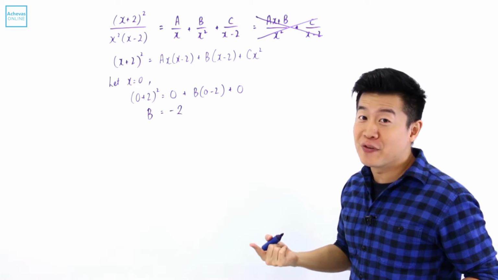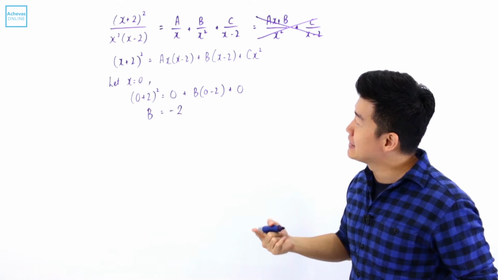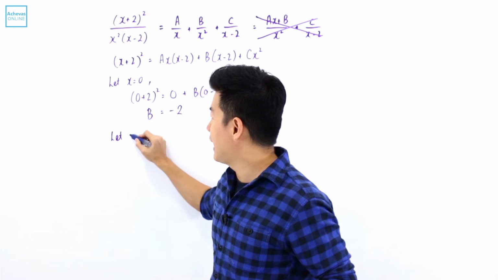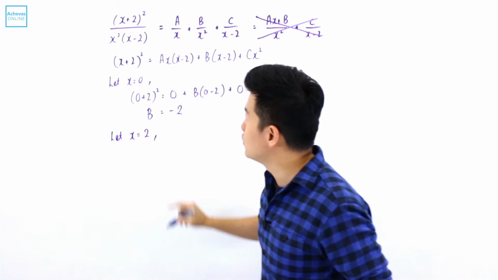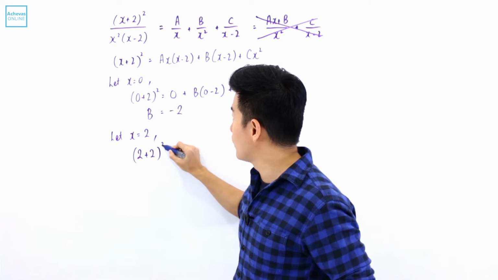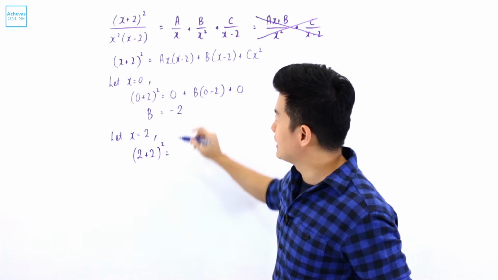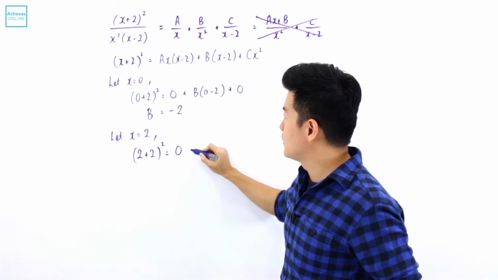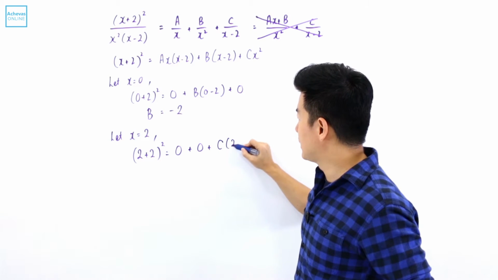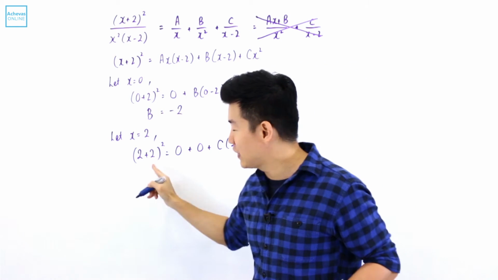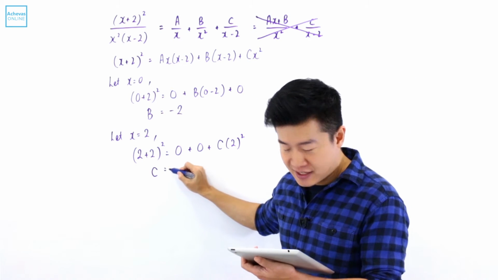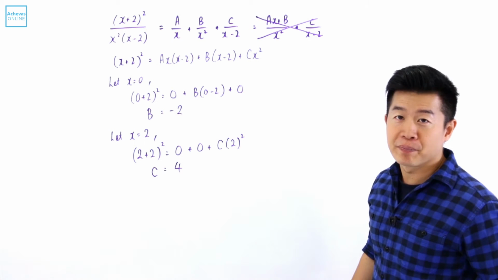Another possible convenient value of x that I can see is x equal to 2. If I were to let x be equal to 2, on the left hand side it is 2 plus 2 squared, and on the right hand side this will disappear. This will also disappear, and this is just c multiplied by 2 squared. I have an equation in terms of just c, so I can solve for c. c is going to be equal to 4.